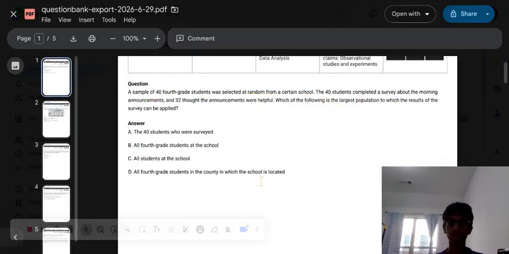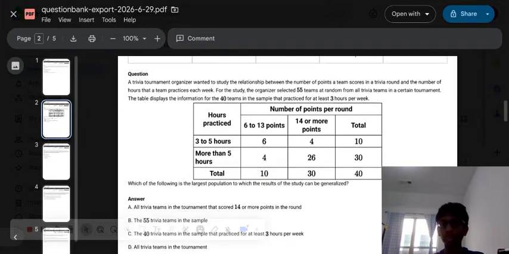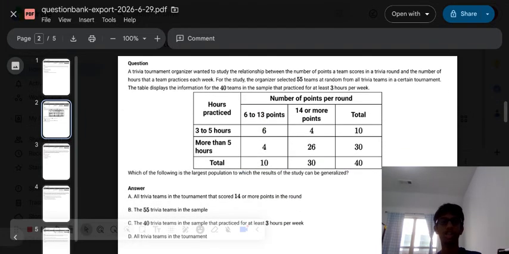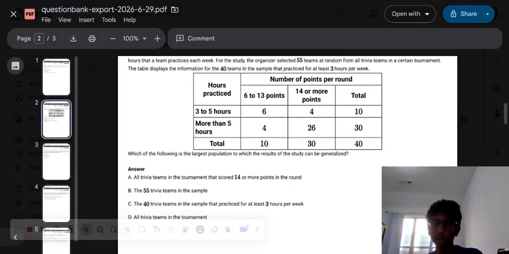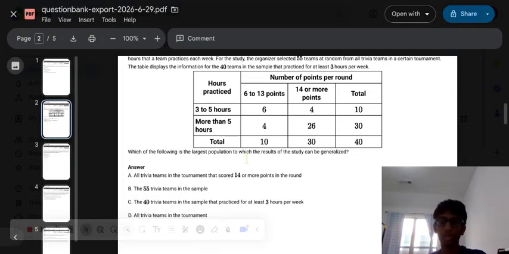Moving on to our second question, it says a trivia tournament organizer wanted to study the relationship between the number of points a team scores in a trivia round and the number of hours that a team practices each week. For the study, the organizer selected 55 teams at random from all trivia teams in a certain tournament. The table displays the information for the 40 teams in the sample that practiced for at least 3 hours per week. Okay, so which of the following is the largest population to which the study can be generalized?